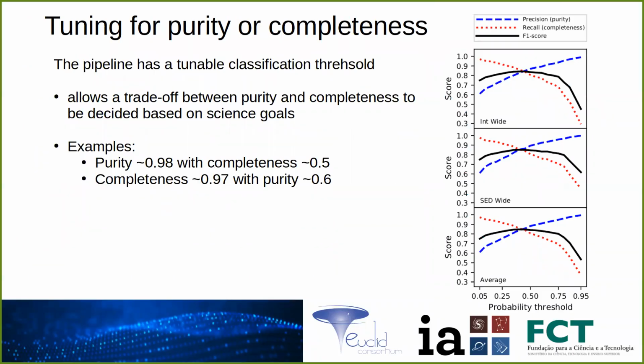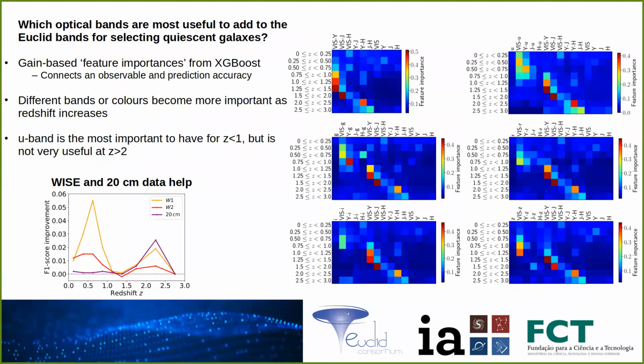Okay, quickly this. Within our pipeline, you can choose the decision threshold. Normally we say if an object has a probability higher than 0.5, it's class 1. If it's lower, it's class 0. But you can tune that depending on whether you want high purity or high completeness. So if you really want, you can have a sample of quiescent galaxies with very high purity, or you can have a very complete one. But it's hard to have both at the same time. So I've got the options there.